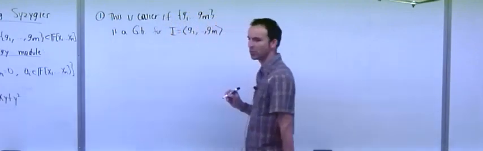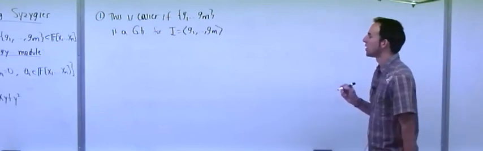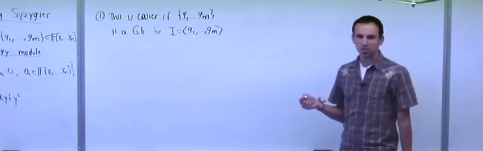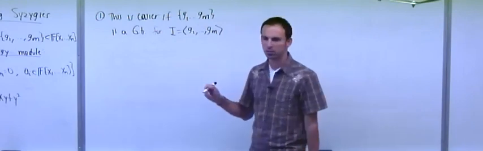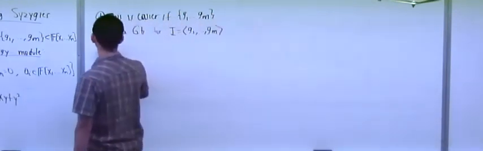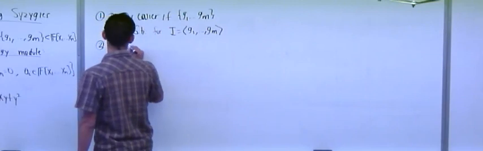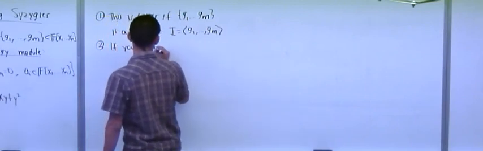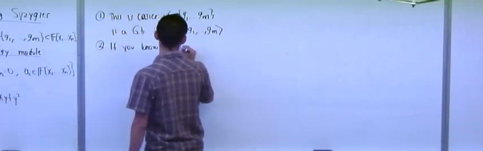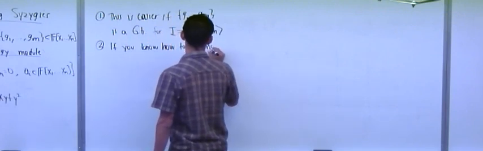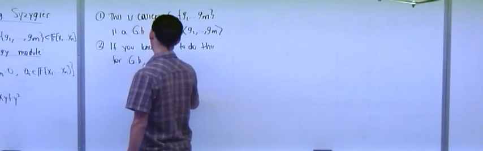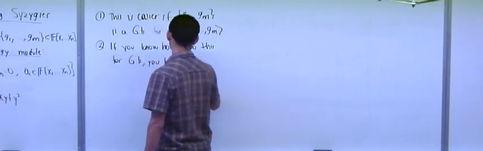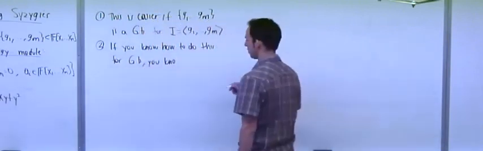Okay, so that's the first point I want to make. But the second point is that this is not such a big restriction, because if you can do this for Gröbner basis, then you can do it for other things as well. So if you know how to do this for Gröbner basis, then you know how to do it. You also know how to do it in other cases.